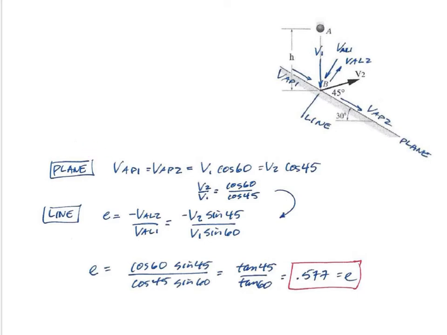But in this case, all I did was talk about the plane first. I know the VA plane 1 is equal to VA plane 2, so it has the cosine of 60 component, which is going to be equal to the cosine of 45 component this way. In the line, we have the coefficient of restitution is equal to VA line 2 divided by VA line 1. And putting those together, I get a coefficient of restitution of 0.577.